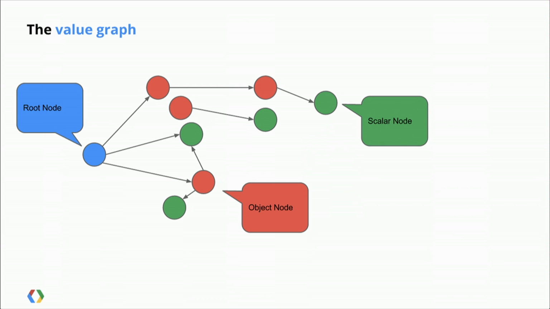Terminating the graph are scalar nodes, like a Boolean or a number. These values cannot reference other values inside the graph. So this is it. This is how memory is organized inside JavaScript, and this is kind of what you as a programmer can observe. You have root nodes, which are outside of your control, objects which you can extend and can reference other values, and then the scalar nodes, which can't reference anything else.